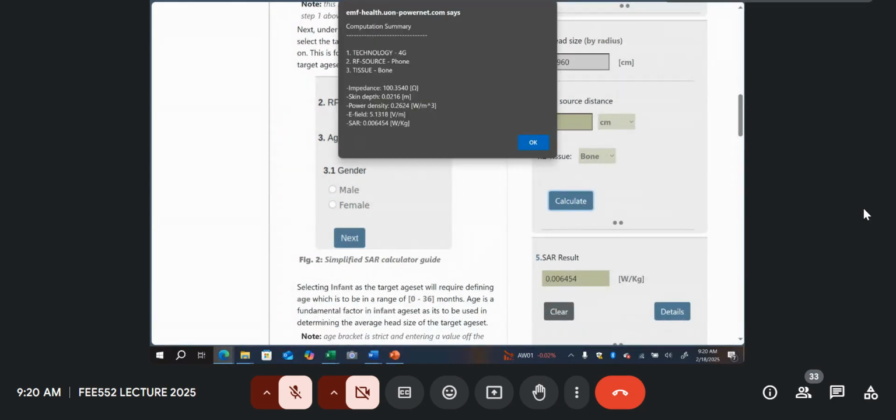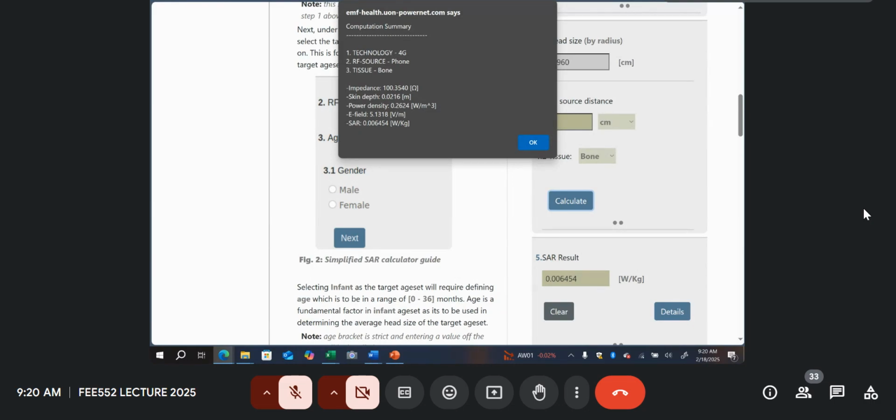You can see, you can have your details there, computation summary, the technology is 4G, phone on the bone, impedance. Now these factors, we have them also. Intrinsic impedance, the skin depth, we can calculate. We are calculating that in the background, but for you now, you have to show us the formula for doing all this: the skin depth, the power density, the E field, and the SAR.